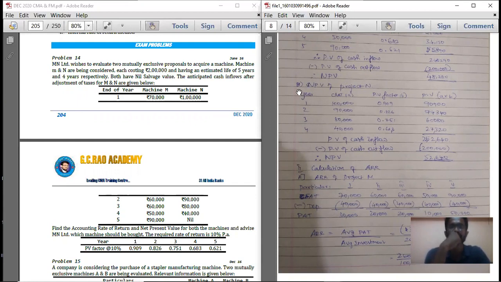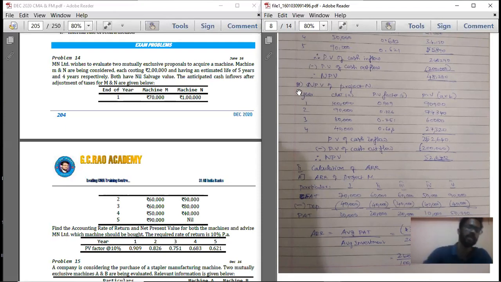Below that, a 4 columnar table: first column year, second column CFAT, third column PV factor, and fourth column present value. Again the same calculation, you should repeat it.